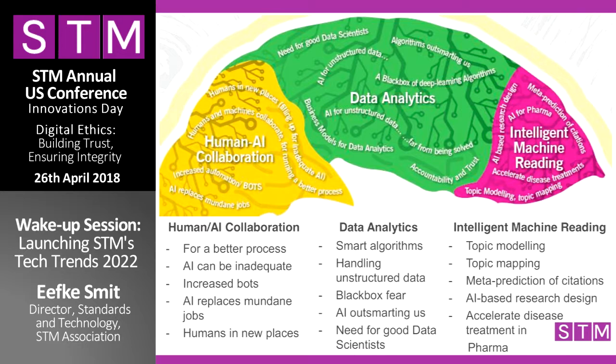There's, of course, also a section, the pink one, about intelligent machine reading, where, for example, in its applications in research, you can think of automated generation of hypotheses or finding new research areas or topic modeling, topic mapping. There's a lot of talk about new applications, especially in the pharma industry, where existing medicines can be used for new treatments or can be retargeted. Meta prediction of all kinds of things, because machine learning in itself becomes a prediction machine. AI could also be used for research design in that context.